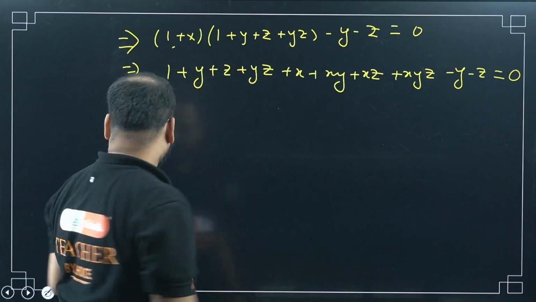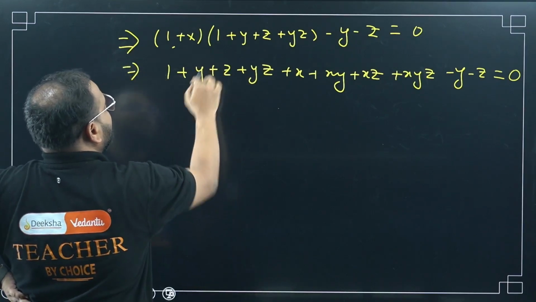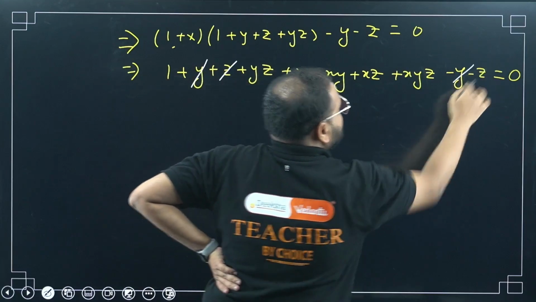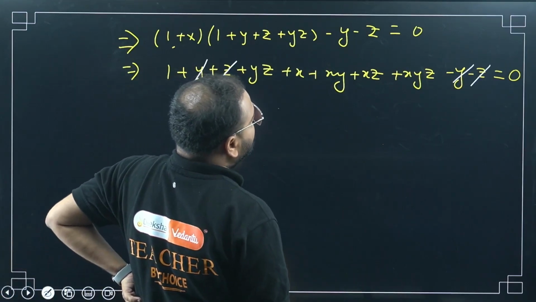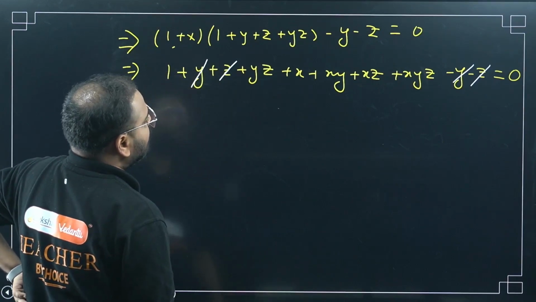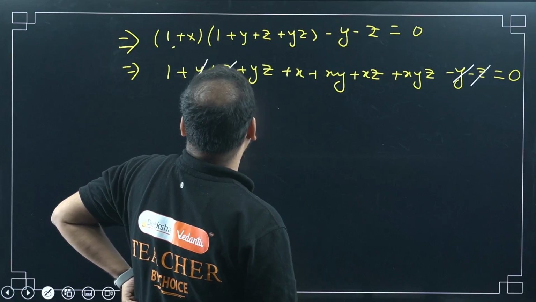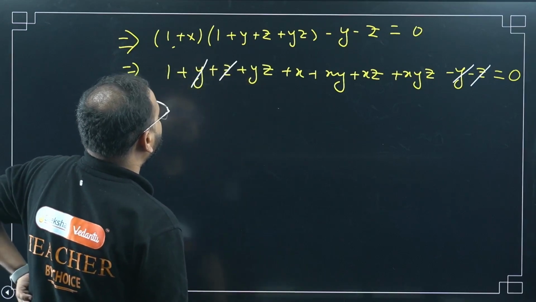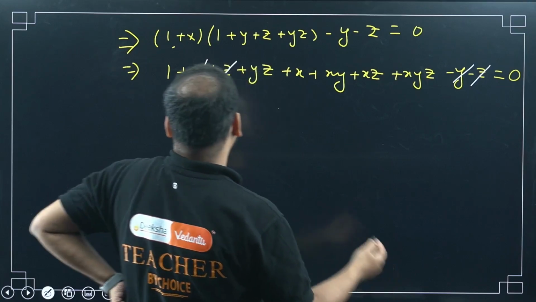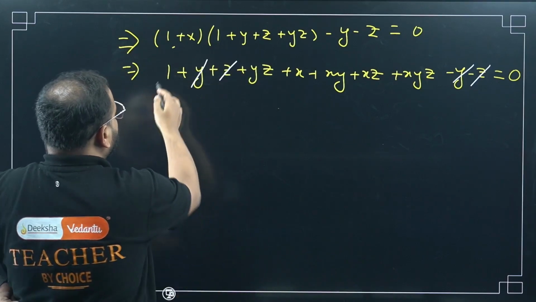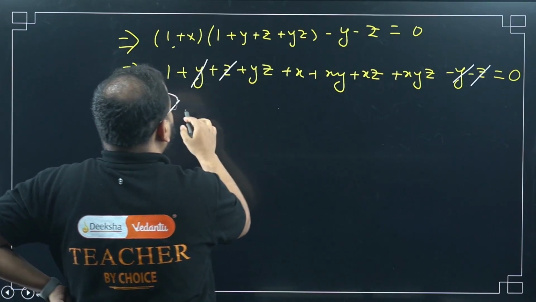Sir, it's become a bit long. Sir, this is easy, it's just getting lengthier, but you'll see how easy it is. yz, yz, simple. Anything else? There should be one more 1. Yz. Okay, let's do one thing. Let's take this 1 on that side.